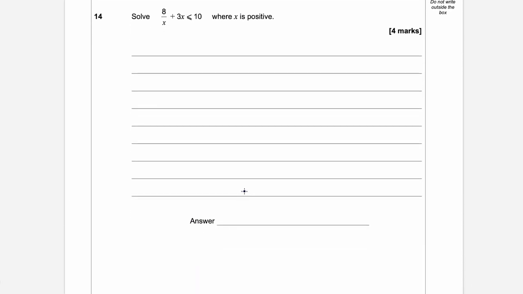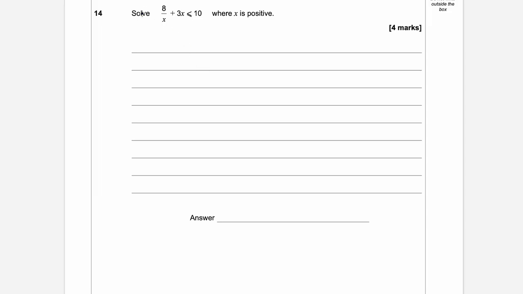Question 14. Solve where this is less than or equal to 10, where x is positive. Okay, because x is positive, guys, I can multiply across, which is quite good. Be very careful, though. Normally, you cannot just multiply across an inequality sign because you have to be sure that you're multiplying by a positive number. In this case, we are. So we're going to multiply across by x.